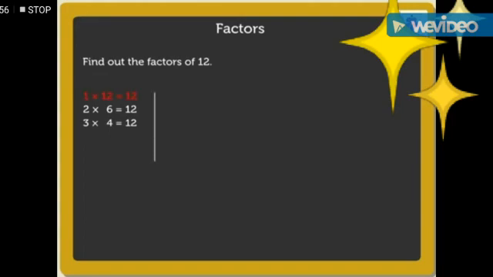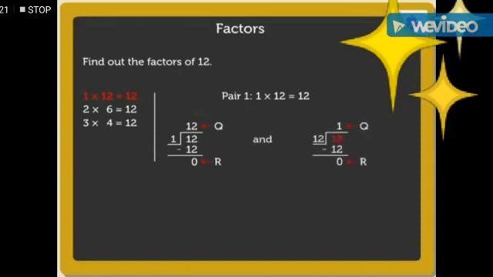Now, let us take each pair of numbers separately and understand what it means. Let us take the first pair. 1 into 12 is equal to 12. Here, when we divide 12 by 1, we get the quotient as 12. And when we divide 12 by 12, we get the quotient as 1. In both the cases, the remainder is 0. Thus, it means that 12 is divisible by 1 and 12.